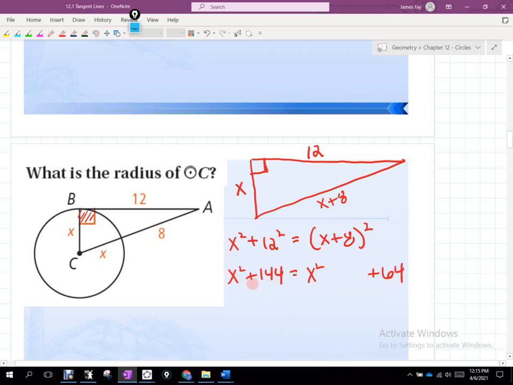And they get down, they either get it wrong or they get confused because in this case, the x squareds will cancel out. I get 144 equals 64, and they don't know what that means. That's a false statement. What am I missing here? What does x plus 8 squared really mean?